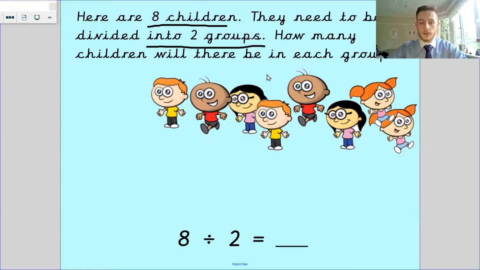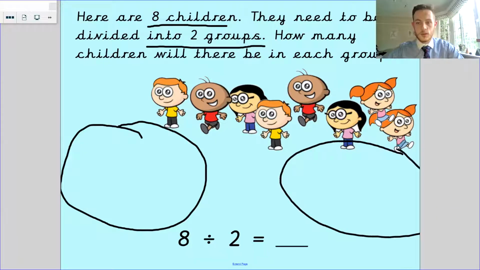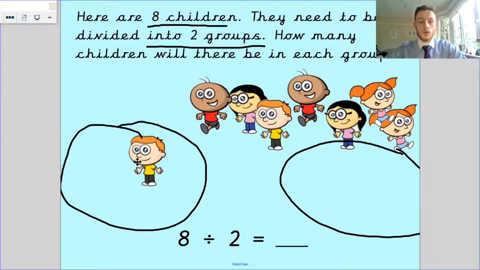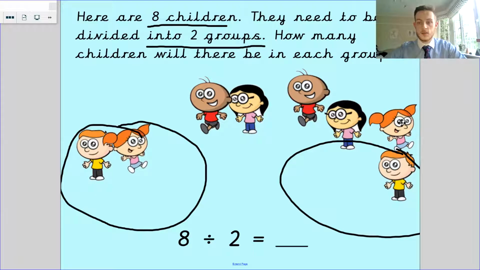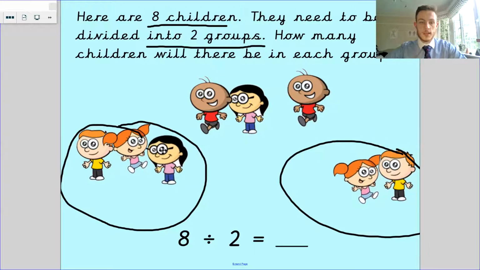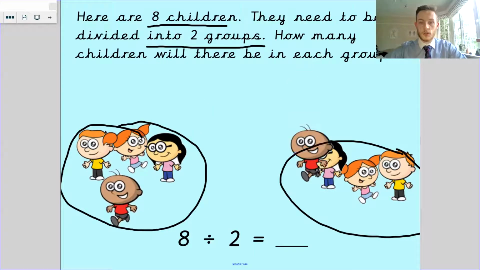So what it's asked me to do, I've got my 8 children there and it's asked me to put them into 2. I've hit the end of my board. Let me try again. It's asked me to put them into 2 groups. So that's 1 group. And then over here is the other group, right? So now what I need to do is I need to put those children into those 2 groups. 8 children put into 2 groups. 1 on one side, 1 on the other side, and so on until they are all shared out.